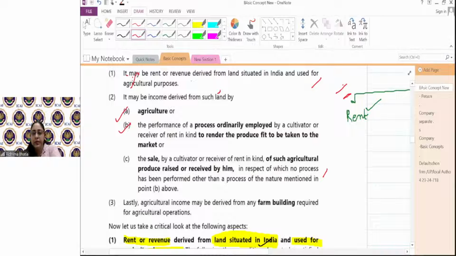Income from farm building is what we'll start from today. If you give land on rent which is used for agriculture purpose, then it is an agricultural income, and agricultural income is not taxable income. Produce means the product, as in the crop which has come out.